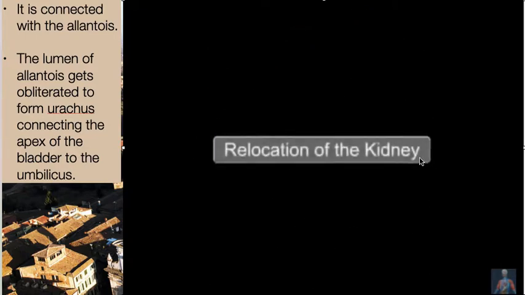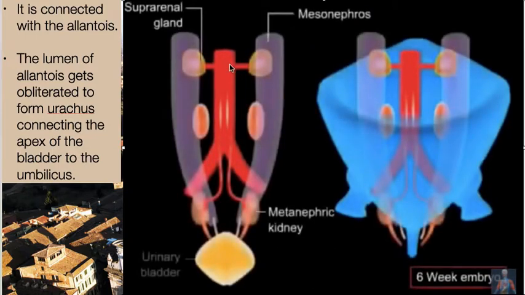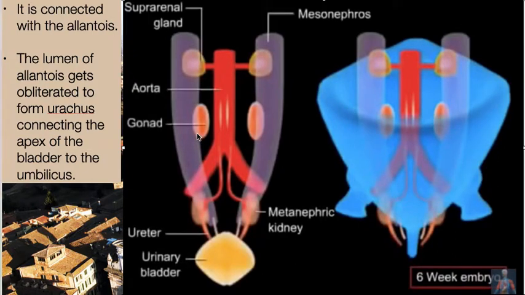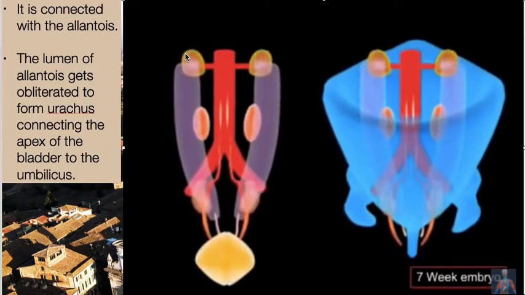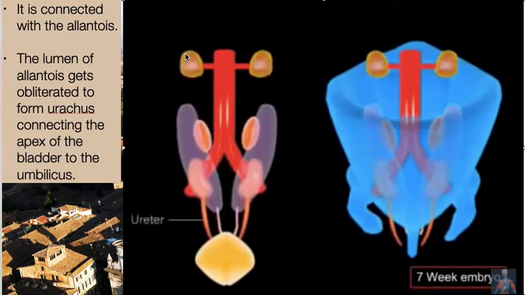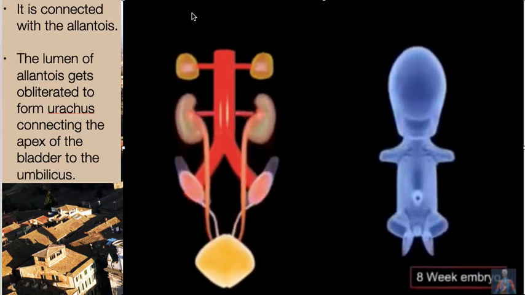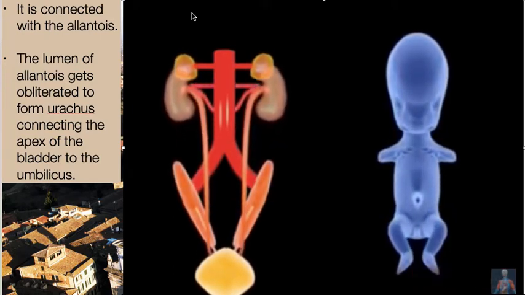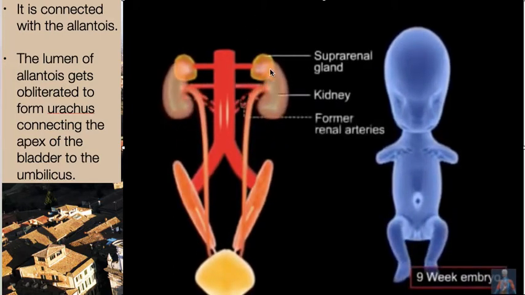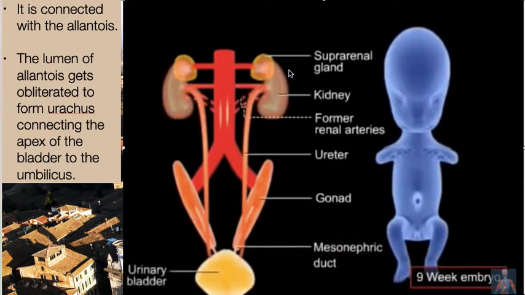Now, relocation of the kidney. Can you see the kidneys? They are developed in the pelvis. They are going to ascend up. Can you see this? Ureter and the mesonephric duct. The kidneys are going to ascend up till the level of the suprarenal glands in a 9-week embryo.